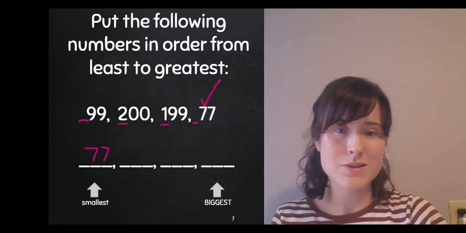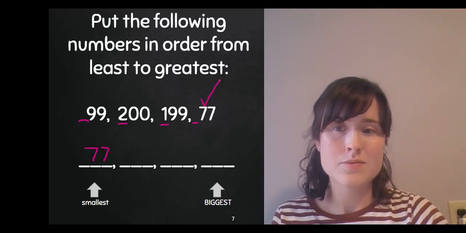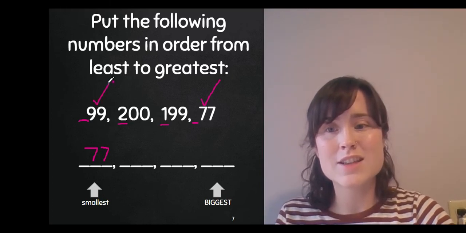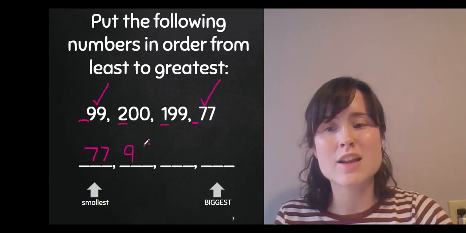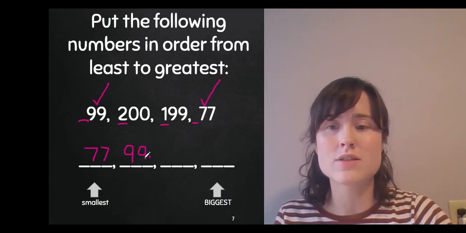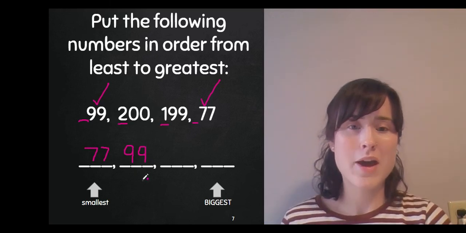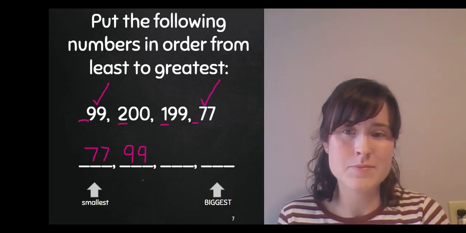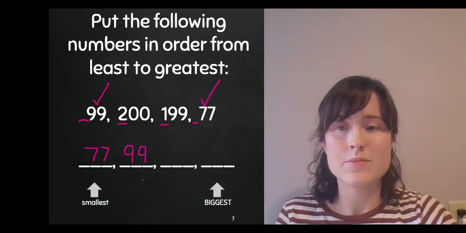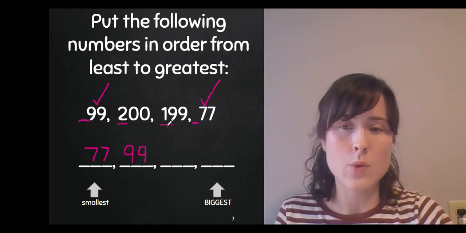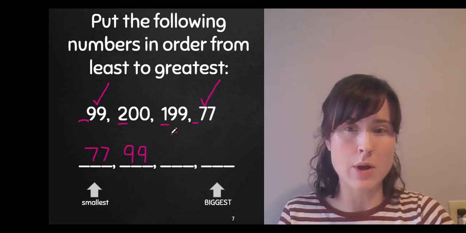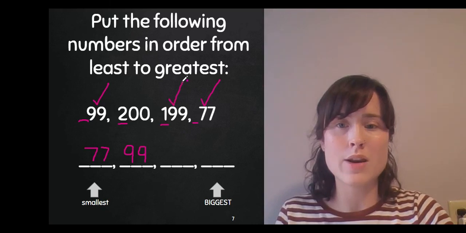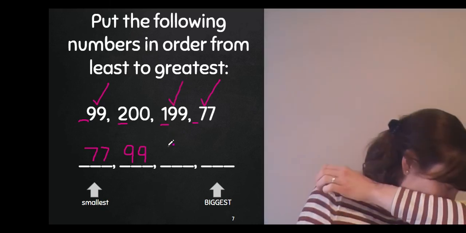Okay, so what's next? Good. Next is the number 99. That has more tens, but it still doesn't have any hundreds. Okay, what's next? I see this has 200s and this has 100. I want to pick the value that's smaller. So I'm going with 199.